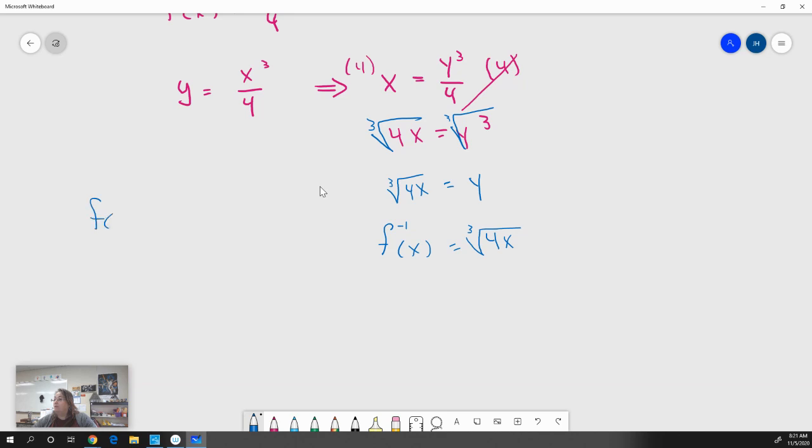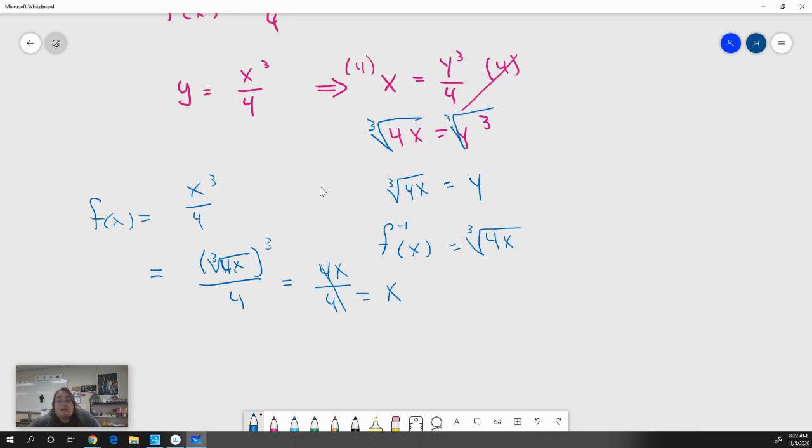Our original equation was f of x equals x cubed over 4, right? And for x cubed over 4, I could enter in the cube root of 4x cubed over 4, right? And when I cube this, what comes out? What was inside. So I have 4x over 4, and those cancel, and I get x.